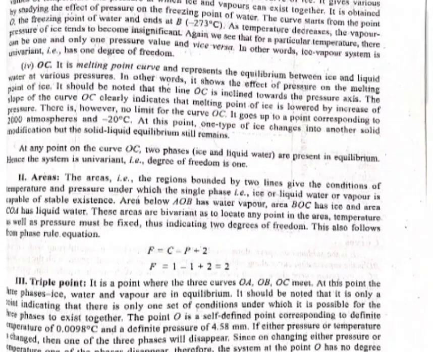Take the area BOC, as an ice area. This area is bivalent; to locate any point in the area, temperature as well as pressure must be fixed, thus indicating 2 degrees of freedom. This also follows from the phase rule equation: F = C - P + 2.